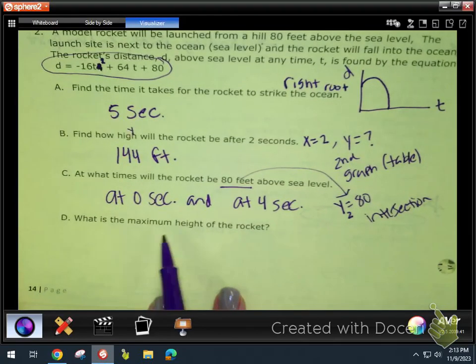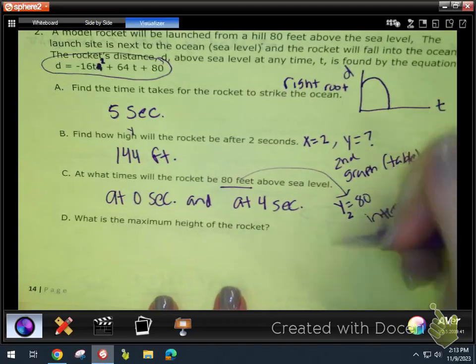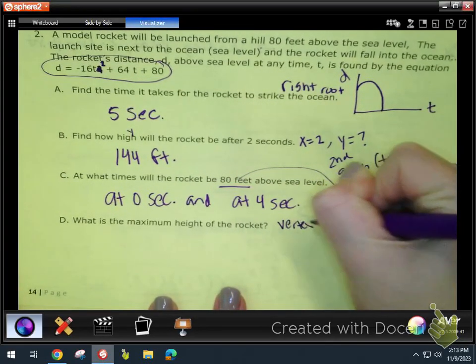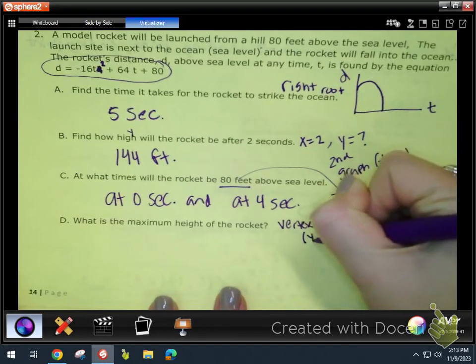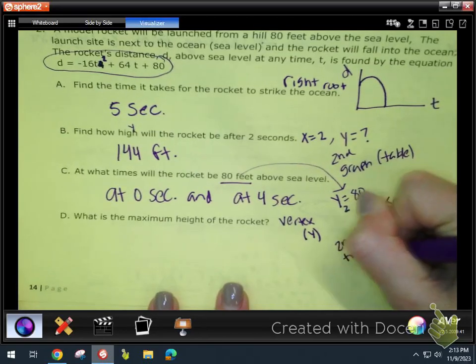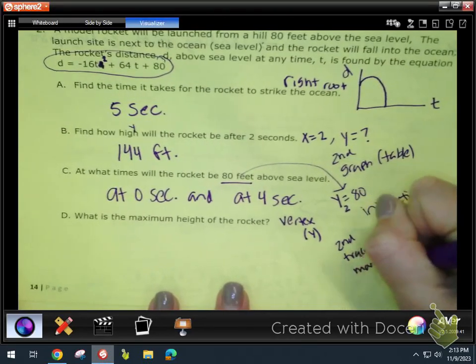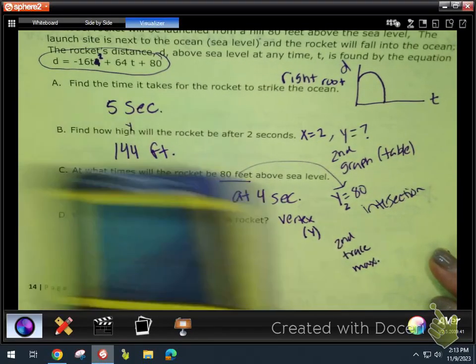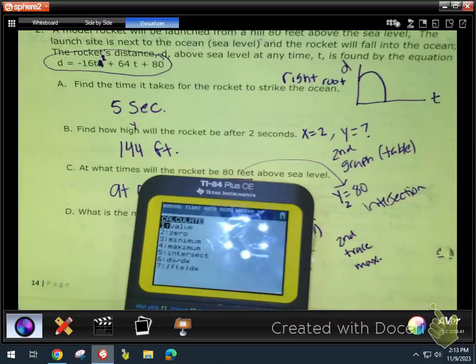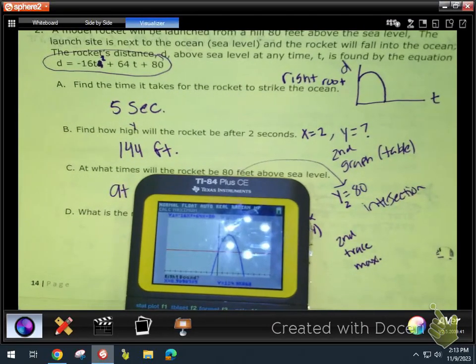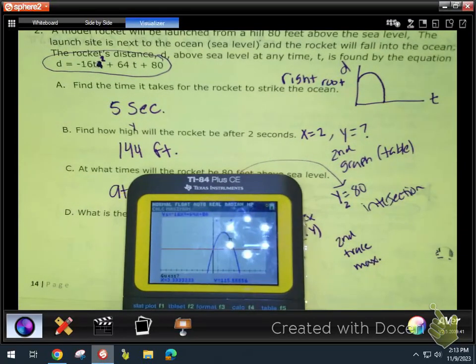All right, what is the maximum height? What are we looking for? Just go to the maximum, which is the vertex. Which value? It's a height, so y. Okay? So do second trace, maximum, scroll to the left, scroll to the right, enter. Second trace max, left bound, right bound, guess is never the answer.